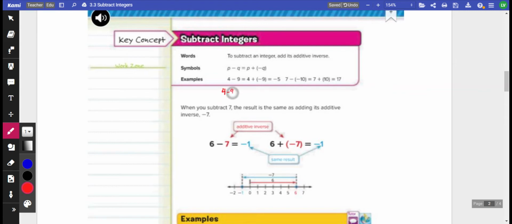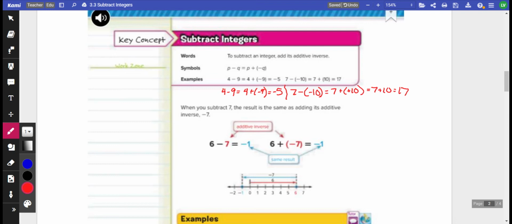If we have 4 minus 9, that's the same thing as saying 4 plus -9. And that's going to give you -5 as an answer. 7 minus -10 equals 7 plus 10. So 7 minus -10. Well, I want to add the inverse. So I'm going to do 7 plus +10. You can also rewrite that as 7 plus 10, which equals 17.